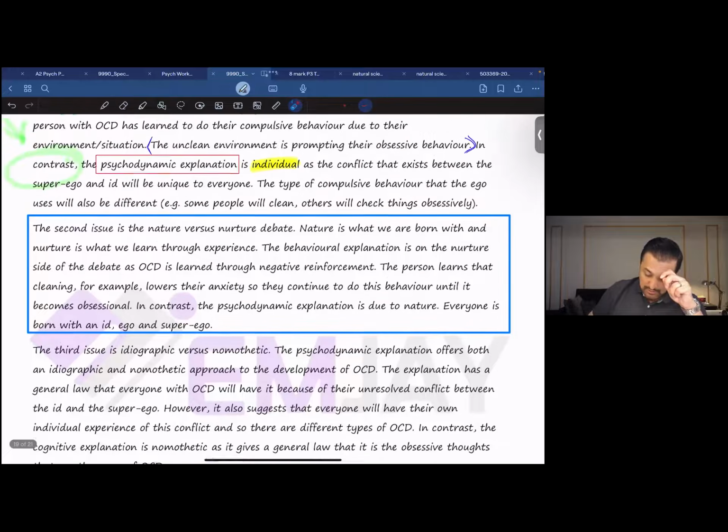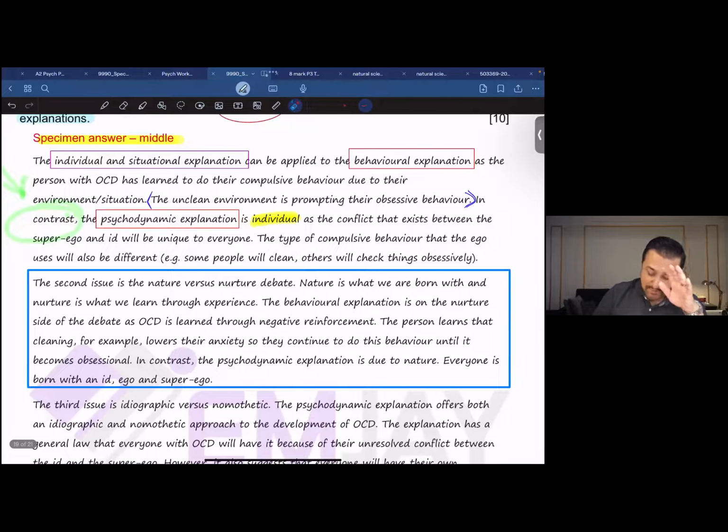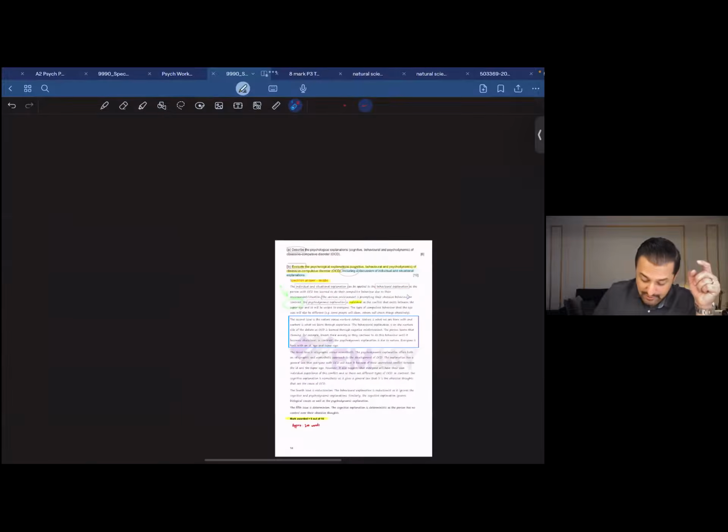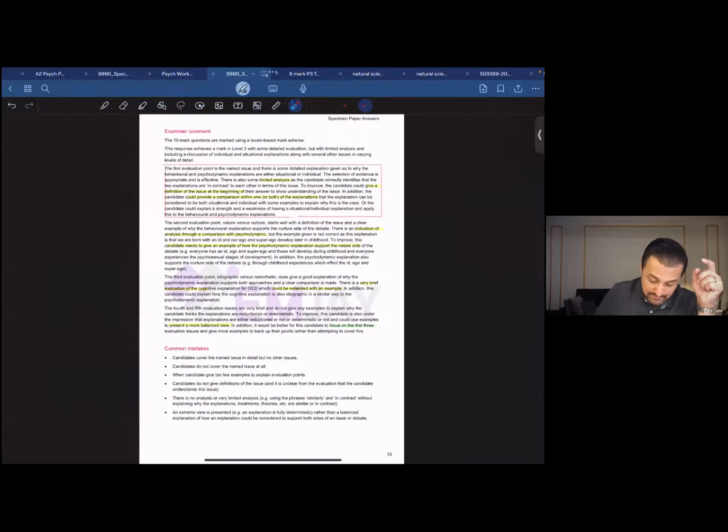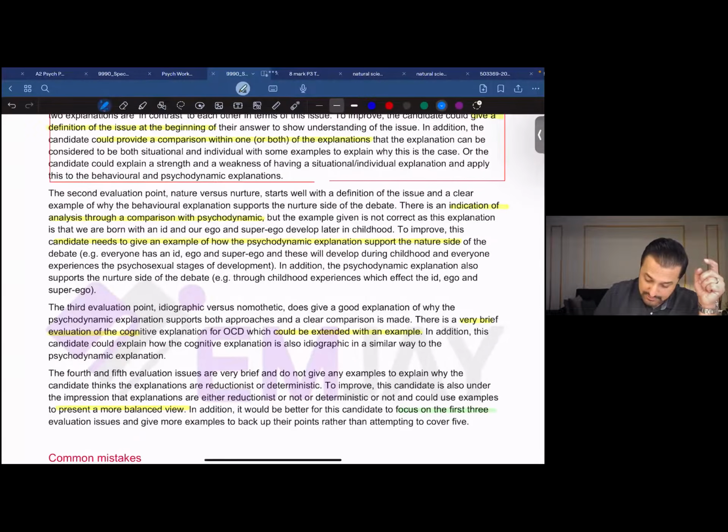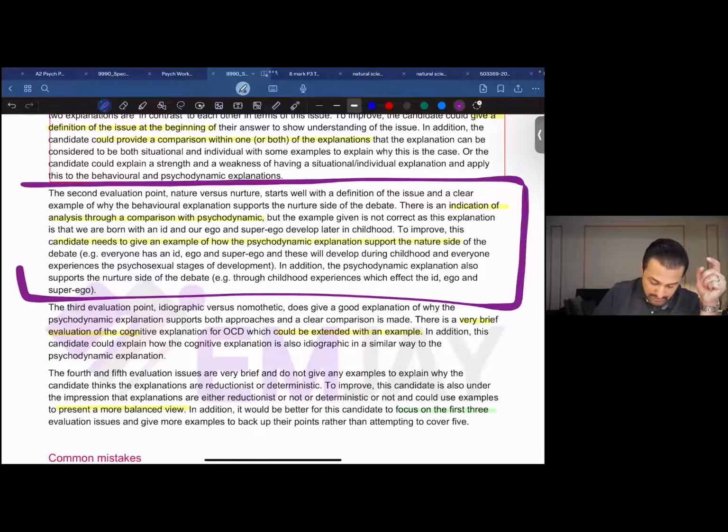Now, do you see, if we talk about a comparison between the first point and the second point, the first difference between them is that the second issue, that is the nature versus nurture debate, has been defined at the beginning, right? We did not see this in the first paragraph. Having a look at what the examiner feels about this, let me just put it into a box so that you guys don't get confused.